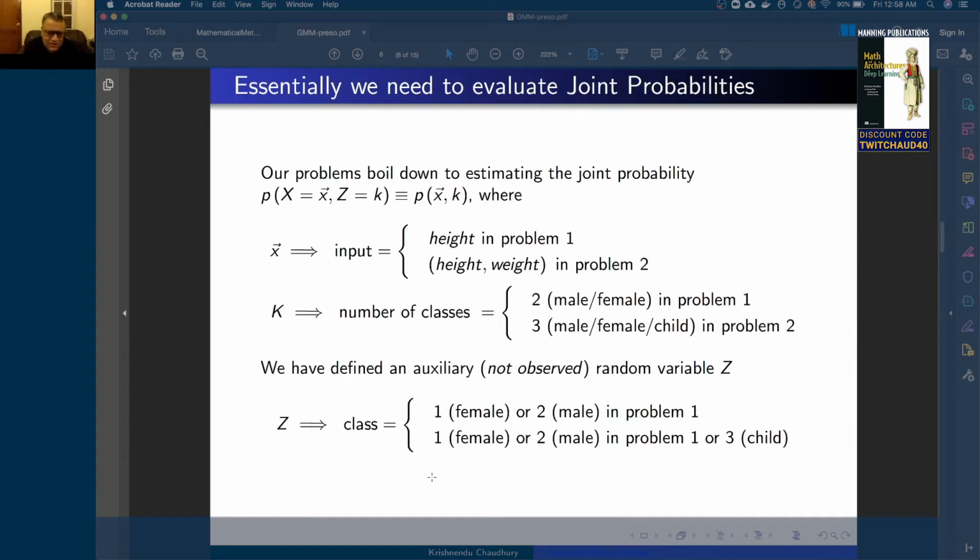However, this auxiliary variable essentially is going to represent class. We have no idea at this point how we are going to get the value of this, but it's going to represent class. So in problem 1, Z can take the value 1, meaning female, or 2, meaning male. And in problem 2, the auxiliary variable Z can take 3 values, 1 for female, 2 for male, and 3 for child. I have some typo here which I'll fix in the next edition of this lecture, but we'll just have to deal with this now.